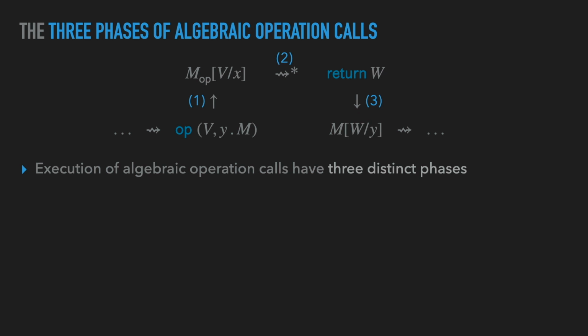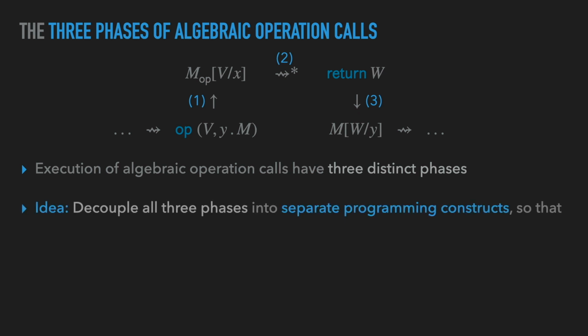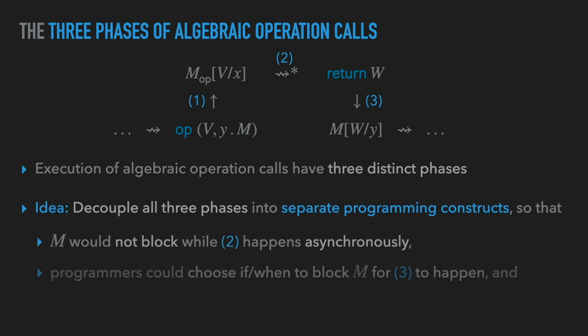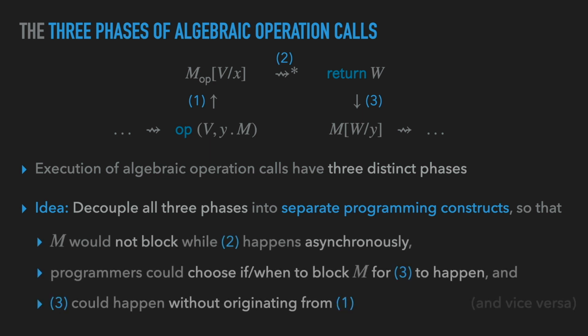Now, the core idea behind this paper is to decouple all of these three phases into separate programming constructs, so that the computation would not block and keep executing while the operation implementations are executing asynchronously, and also so that programmers could actually choose if and when they want to block the execution of their program so as to wait for the result of some operation implementation. And finally, so that programs could be interrupted spontaneously, so that we could model situations such as a user pushing a button or the environment preempting a thread.